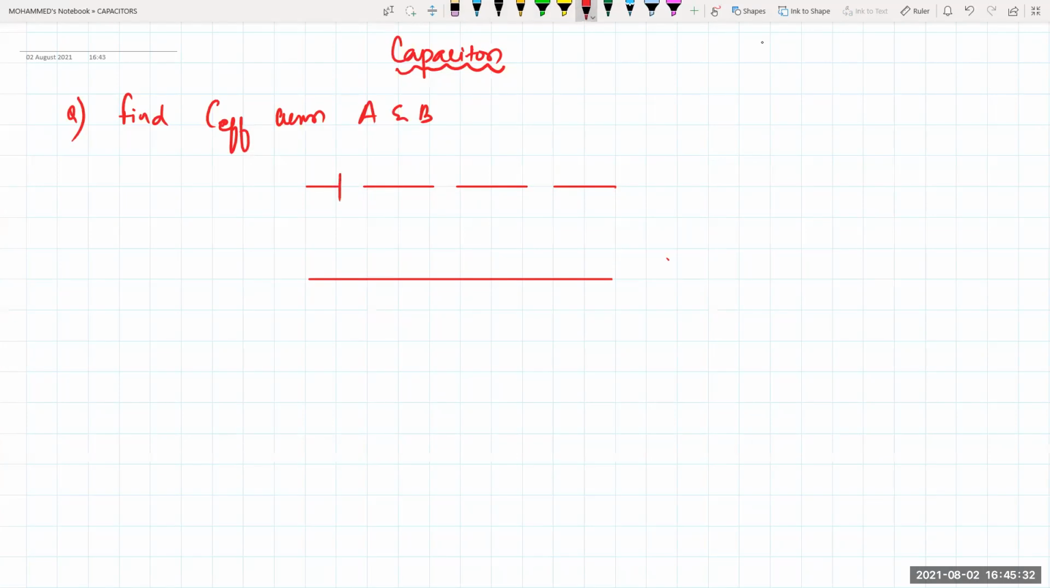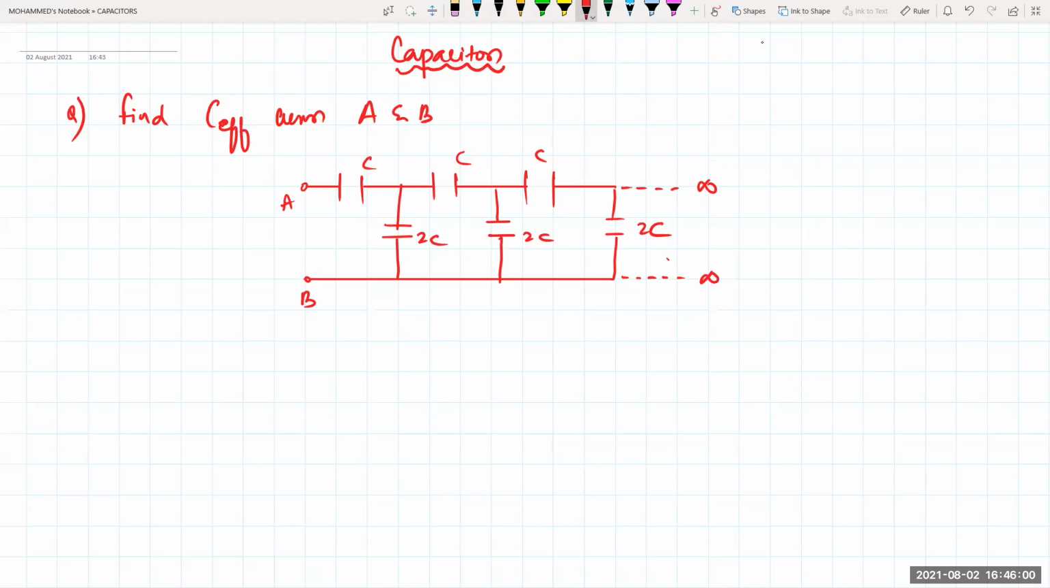Here there is one capacitor. Here there is one capacitor. Here there is one capacitor. And here there is one capacitor like this, and it is going up to infinity. This is also going up to infinity. And here there is one capacitor. Here there is one capacitor. This is your terminal B and this is your terminal A. This is your C, like that, to infinity. This is 2C, this is 2C, and this is 2C.